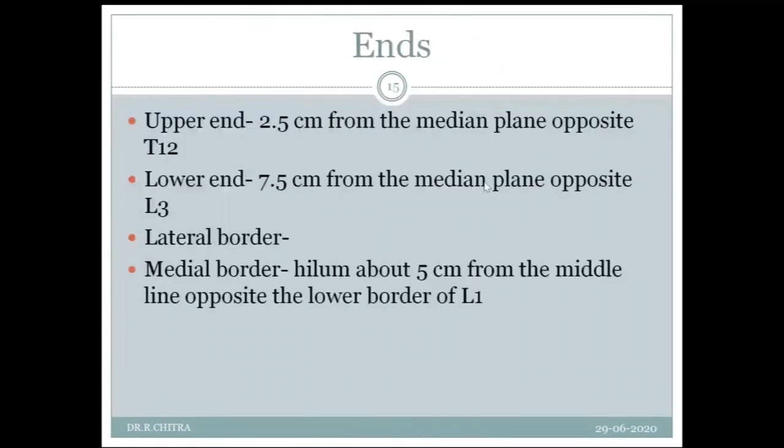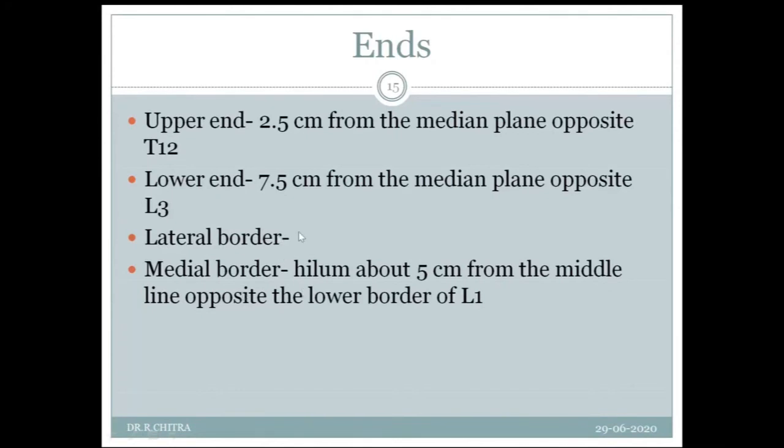Upper end is thicker and more rounded than the lower end. It is 2.5 centimeter from the median plane, opposite to the T12 vertebra. Lower end, you see, this is the axis we told. Upper end is near the vertebral column, as if this kidney is like this line, so it is going downwards and laterally. That is the axis. Lower end is 7.5 centimeter from the median plane, opposite to L3.